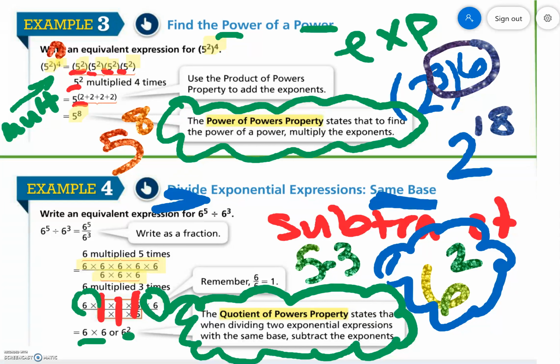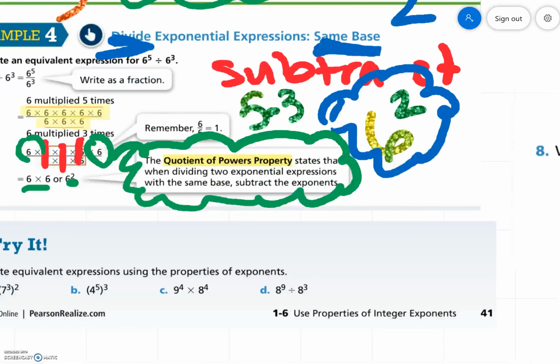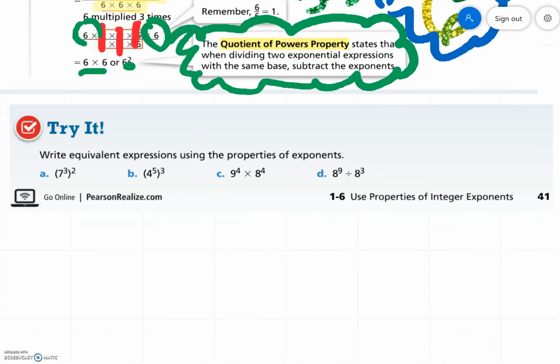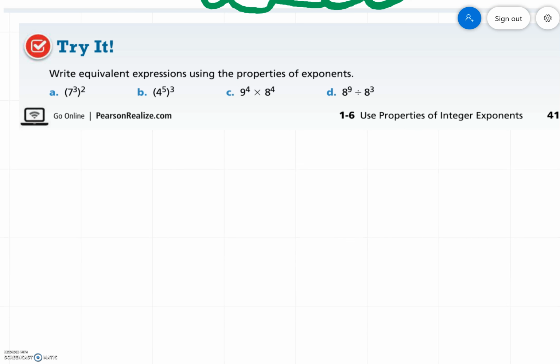Flip to the next page. We're going to look at the key concept. We're going to do the try it first. I want you to try these 4 on your own, and then I'll ask for people to participate and answer so we can get some kickboard points.